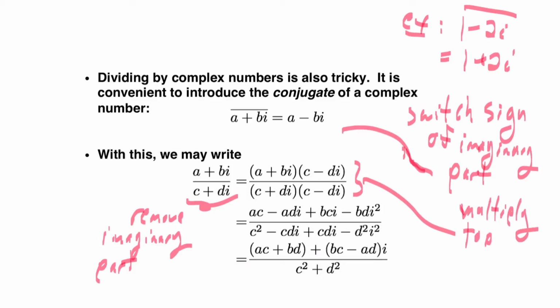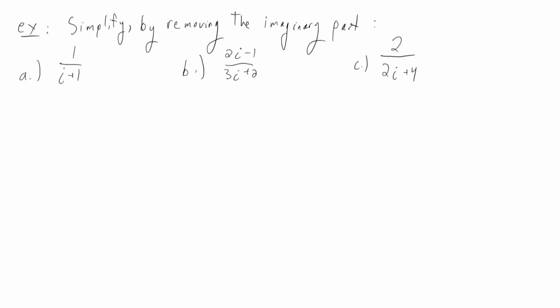So I'll say multiply top and bottom by c plus di bar, the conjugate, which is c minus di. And if I do this and keep track of my computations correctly, I end up with a complex number on top and a real number on the bottom. So I remove the division by a complex number, and I just get division by a real number, which I know how to do. So let's look at a few examples illustrating how multiplying top and bottom by a complex conjugate can help us simplify a complex fraction.